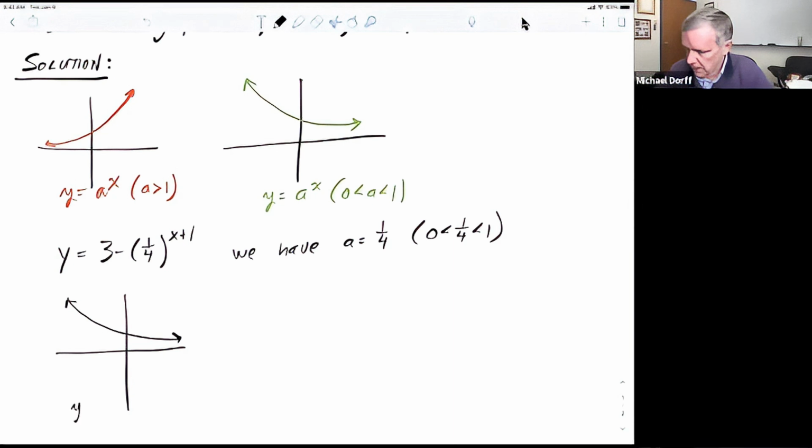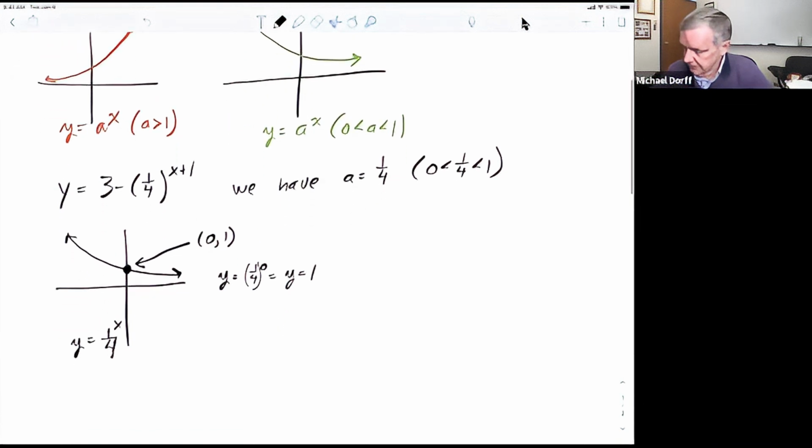This is going to be y equals (1/4)^x. And what is this point where it intersects the y-axis? Well, where it intersects the y-axis means that x is 0. And if I put x equals 0 into this function here, I get y equals (1/4)^0, which is equal to 1. So that point right there is (0, 1). That's what we start off with.